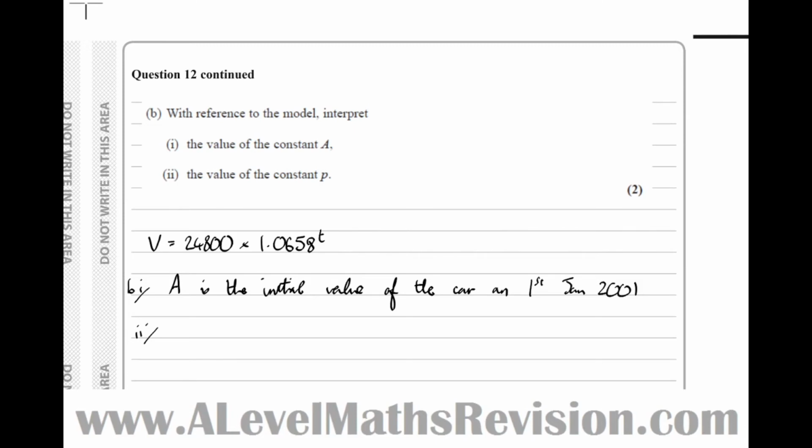Part 2, the value of the constant P. Well, notice every time we add 1 to T, we times by an extra 1.0658. So P is the amount by which the value is multiplied each year. So this is telling us that it increases by 6.58% each year.